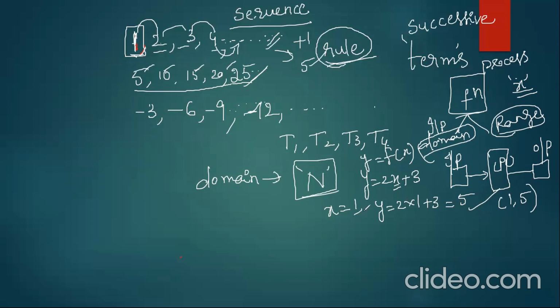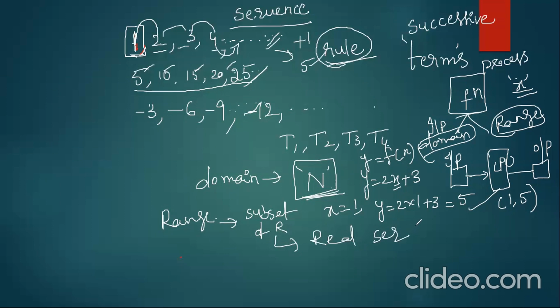Now here, if the sequence whose domain is N, that is, the domain belongs to the natural number set, and the range is a subset of R, then that can be called a real sequence. What is a real sequence? A real sequence is a sequence whose domain is the natural number set and the range is a subset of R.